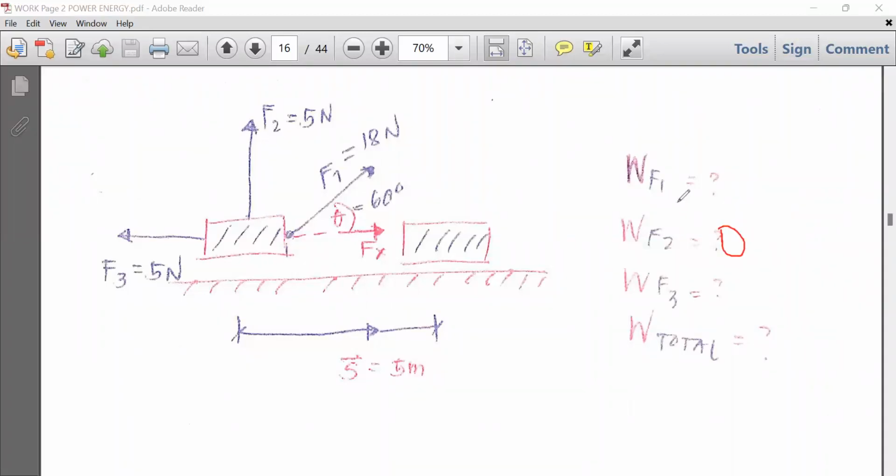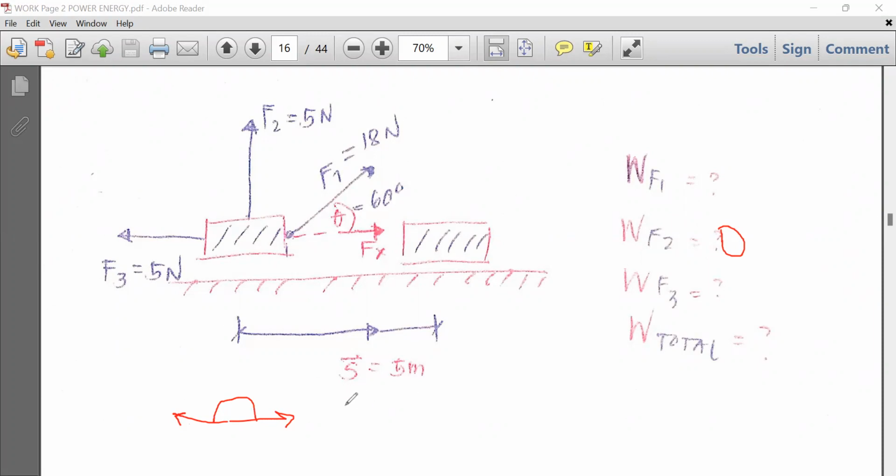Now, F3 is in the opposite direction to the displacement. So the angle between them is 180 degrees. And we know that cosine of 180 is -1.